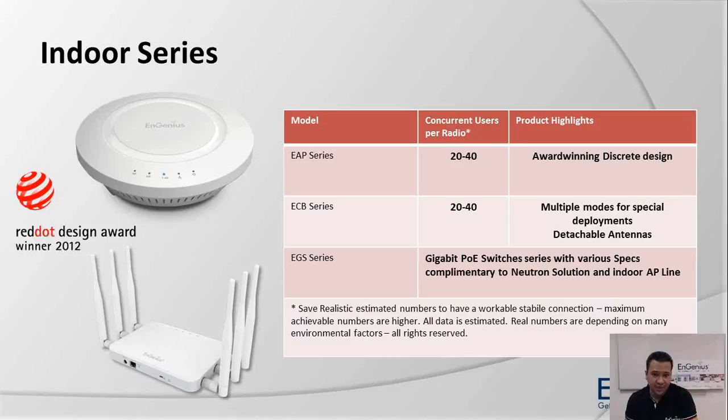For industrial purposes, we have our ECB series. If you like antennas screwed on the wall or on the ceiling, of course you can always use our ECB series. But actually, our ECB series offers more. There are more different modes inside, and the antennas are detachable, so you can even drill a hole in your wall and put the ECB inside and connect the antenna on the other side of the wall, outside. So all these kinds of special features are more for the ECB series.